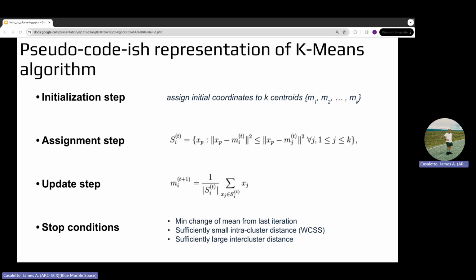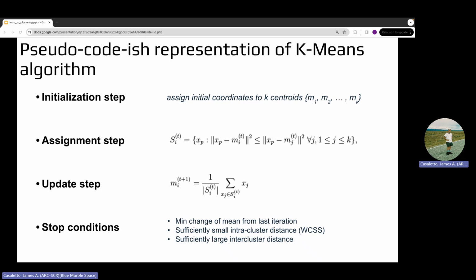The third step is called the update step, where the ith mean is set to the mean value of all the members assigned to it in the previous step. And the mean, like you would think, is derived by adding up all the values x_j in that set S_i divided by the total number of those points. This algorithm repeats between the assignment step and the update step until a stop condition is reached.